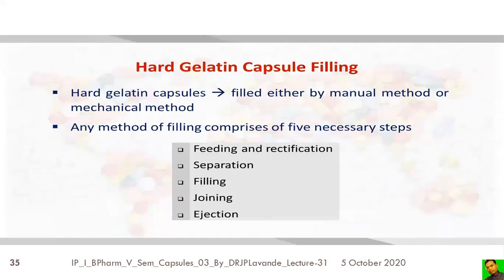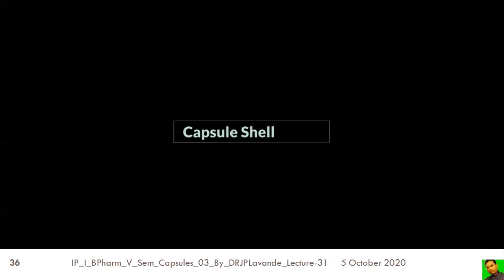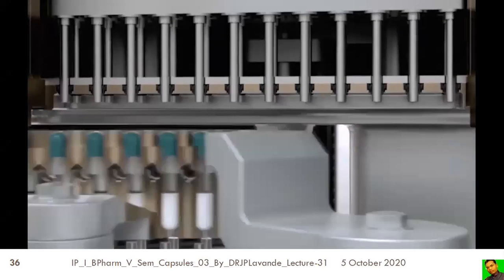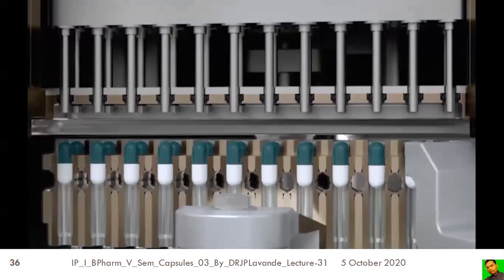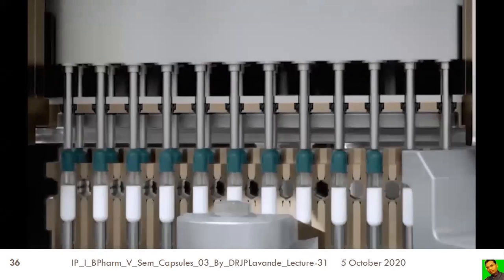Now you can see the representation that will be shown in this joining video. After filling the capsule shells, the joining is done as the cap and the body housing or bushing are then realigned for the capsule closing. So this is the way by which the capsule joining takes place. As far as the filling, rectification and separation is concerned, that video was already seen in our very last lecture.